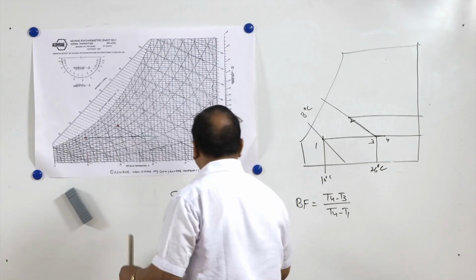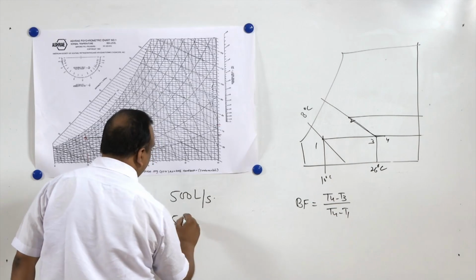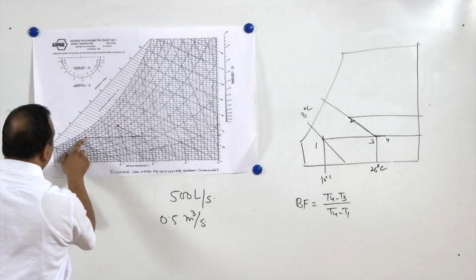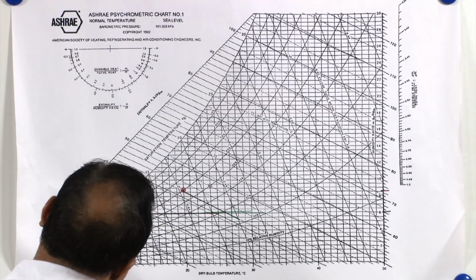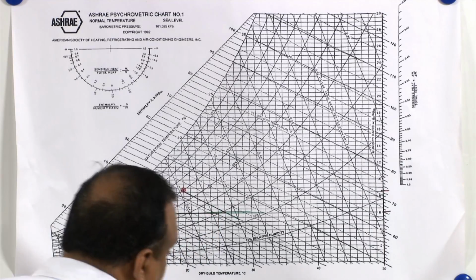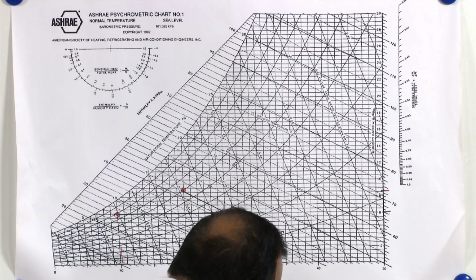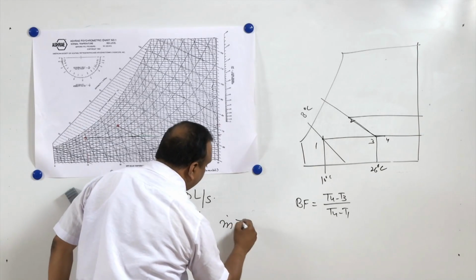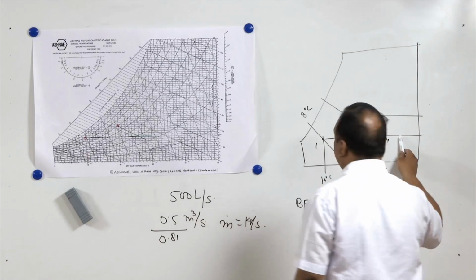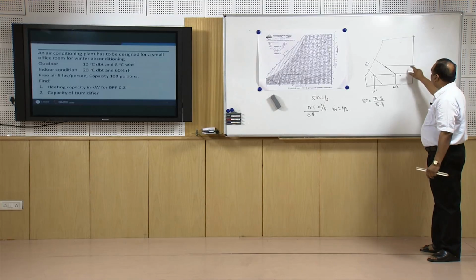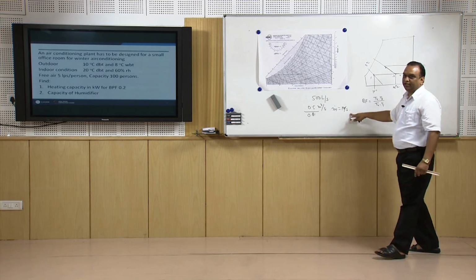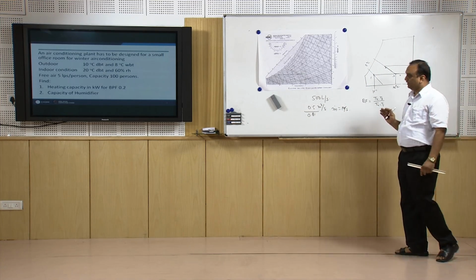Now this 500 liters per second means 0.5 meter cube per second. Now supply air is coming from here. We can take the specific volume as 0.81 meter cube per kg. So dividing by 0.81 gives us the mass flow rate of air, that will be in kg per second. Once we have the mass flow rate of air, we can find the total capacity of the humidifier. So per kg it is 3 grams, then it will be multiplied by the mass flow rate of the air, then we will get the total capacity of the humidifier.